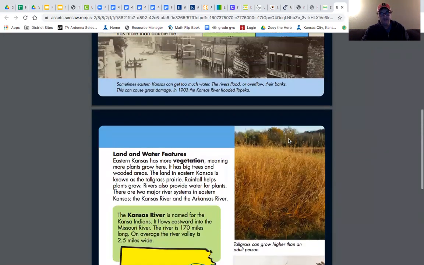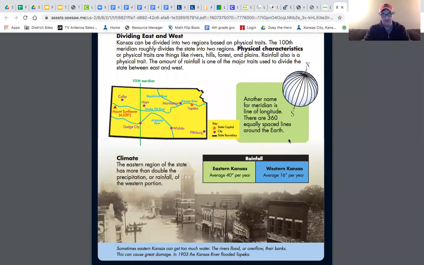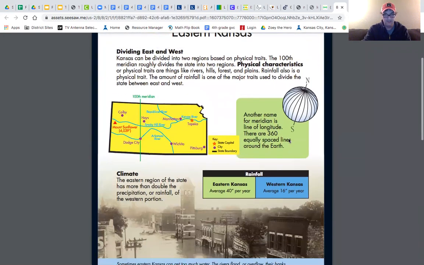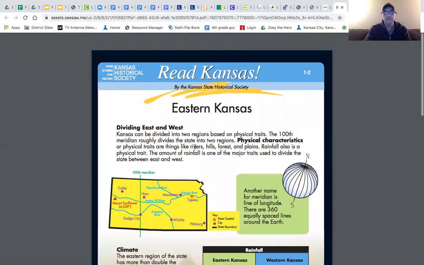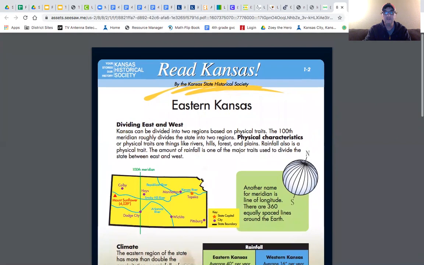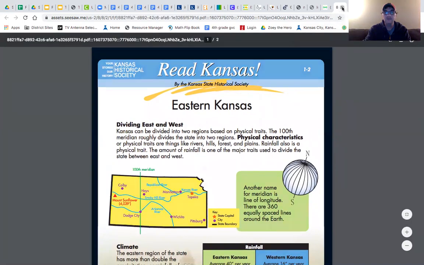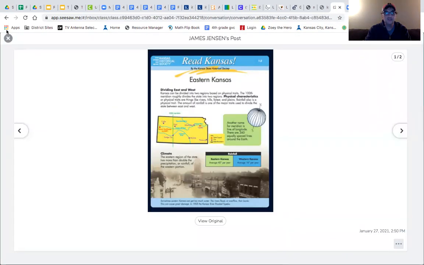So that's eastern Kansas. I read through it kind of quick. These articles are in Seesaw, so you can go and look at them whenever you want. We could see in eastern Kansas, there's Topeka, the capital, Manhattan, where Kansas State is, Wichita. I think that's the biggest city in Kansas. Hayes, Pittsburgh, these are all cities in eastern Kansas. So now that we've looked at that, let's look at the other region, western Kansas.